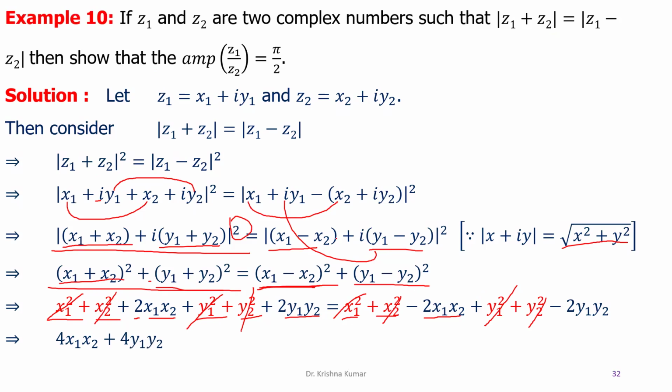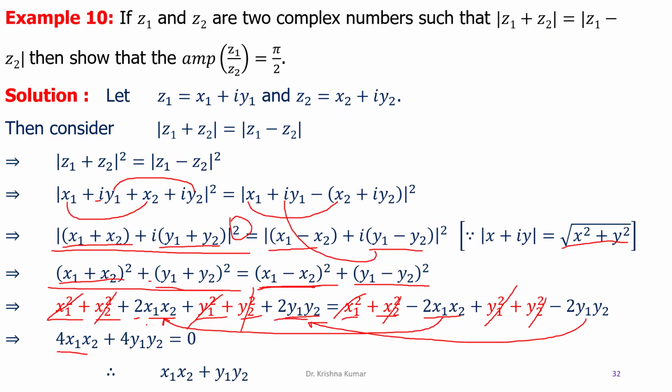2x1x2, and if we transpose this 2x1x2 to the left-hand side, it will become 4x1x2. Similarly, 2y1y2, and if we transpose this to the left-hand side, it will again become 4y1y2. And if we divide the whole equation by 4, we have x1x2 plus y1y2 equal to 0. So let us give this equation number 1.